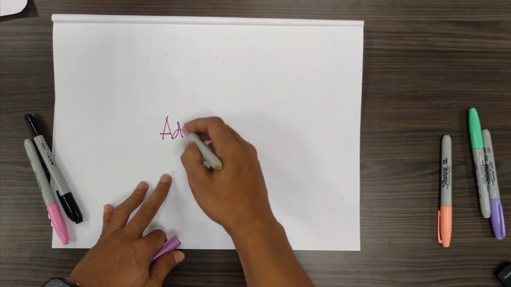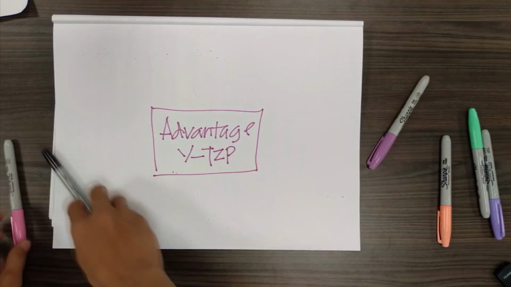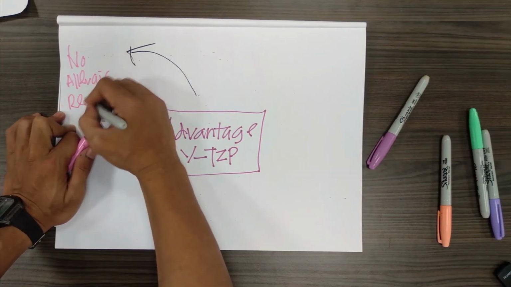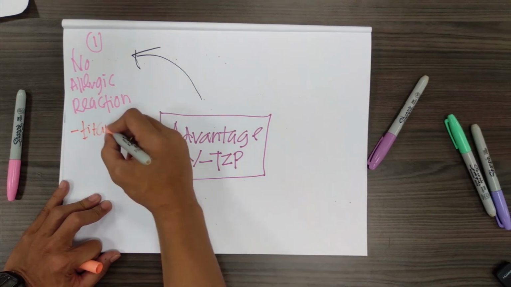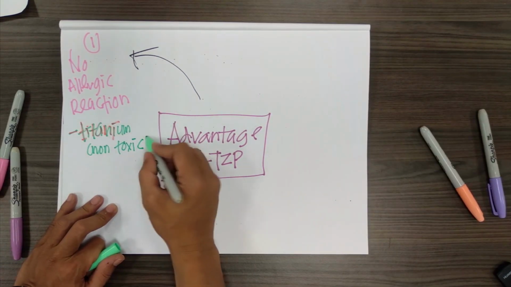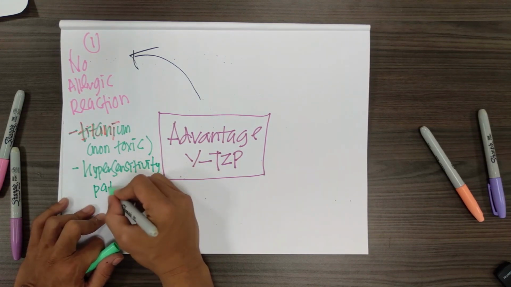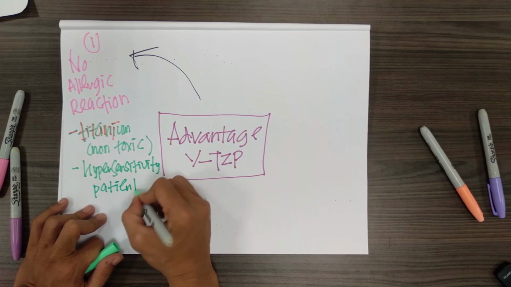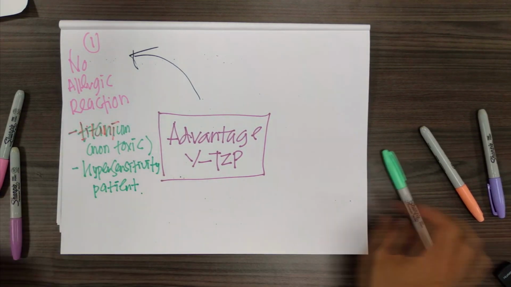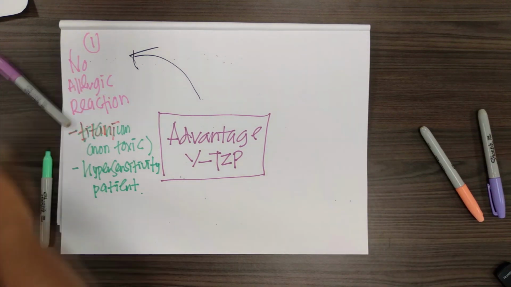So, advantages of Y-TZP. First, no allergic reaction. In comparison to traditional dental implants using titanium, some people do have an allergy to titanium and they cannot wear it. An example issue is hypersensitivity in allergic patients. For Y-TZP zirconia, the implant is inert, non-corrosive and hypoallergenic.